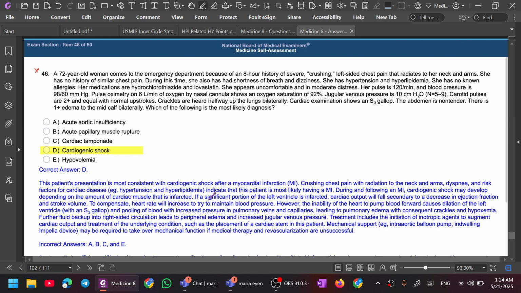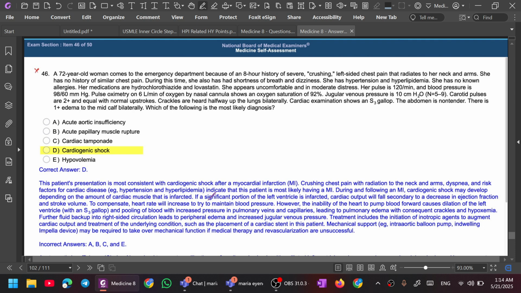During and following an MI, cardiogenic shock may develop depending on the amount of cardiac muscle that is infarcted. If a significant portion of the left ventricle is infarcted, cardiac output will fall secondary to a decrease in ejection fraction and stroke volume. To compensate, the heart rate will increase to try to maintain BP. However, the inability of the heart to pump blood forward causes dilation of the left ventricle, with the S3 sound, and pooling of blood with increased pressure in pulmonary veins and capillaries, leading to pulmonary edema with consequent crackles and hypoxemia. Further fluid backup into the right-sided circulation leads to peripheral edema and increased JVP.